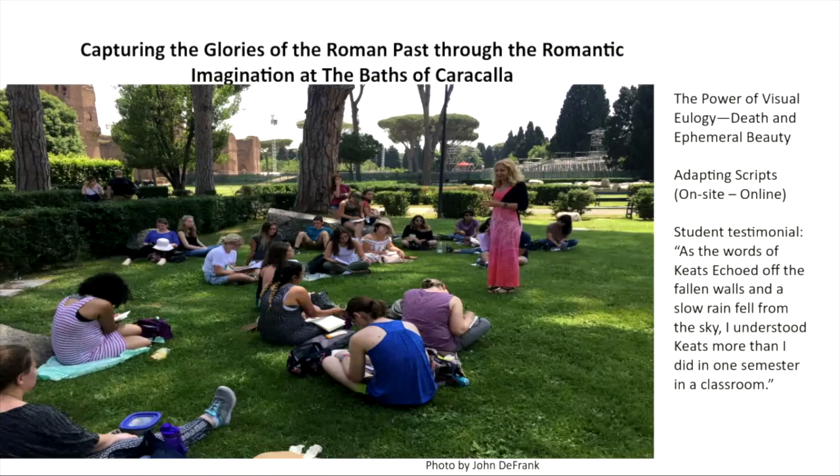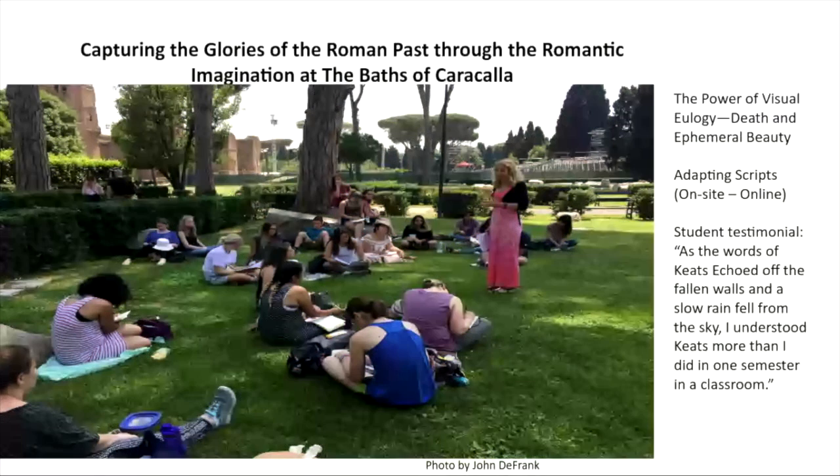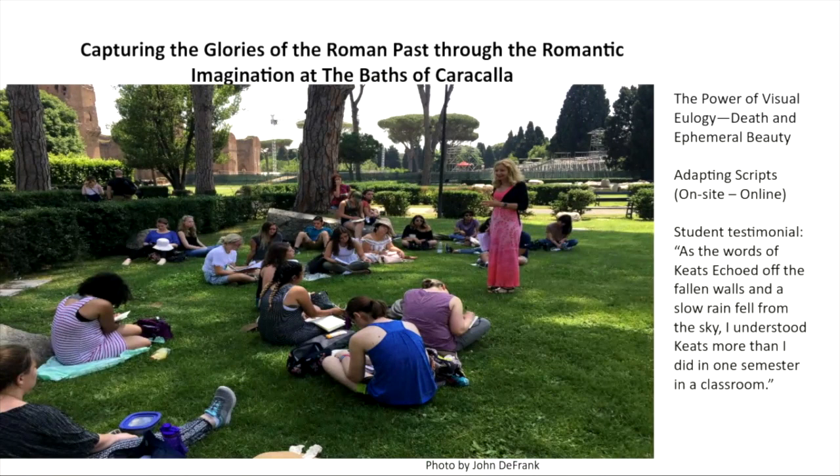The sublime and the melancholic feelings that we see in a poem by John Keats are hard to just read as words. But on the site, students will see flowers and fauna coming out of the crevices of the glories of the Roman Empire, of these baths. They start to see this idea of death and the commingling of death with ephemeral beauty. So there's a sense that nature has taken over death, but itself has an ephemerality to it as well.